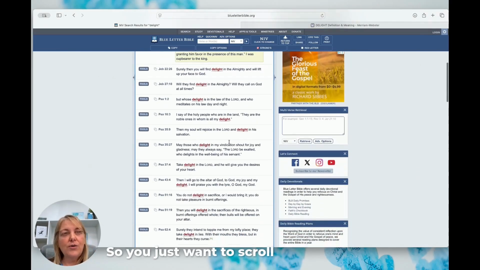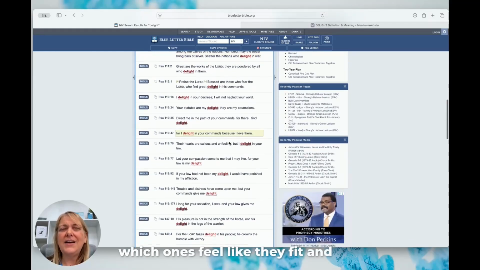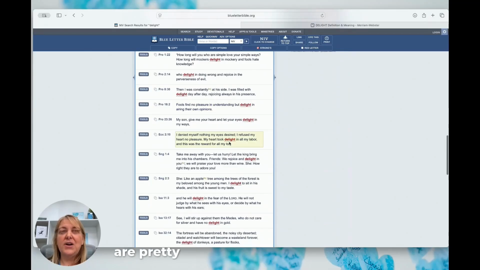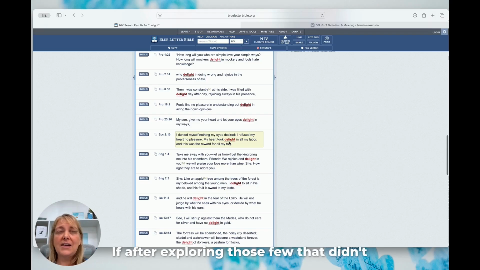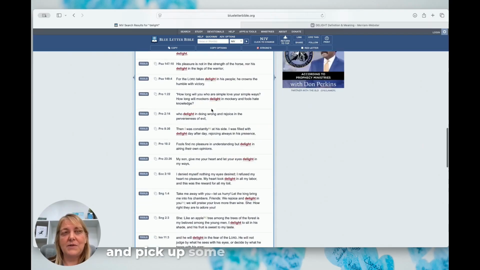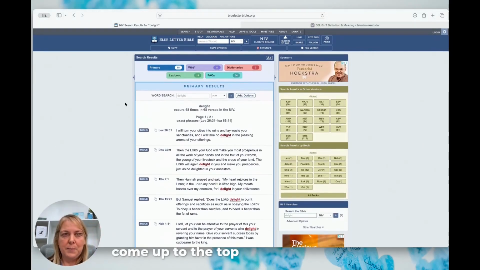So you just want to scroll through these verses, read through them quickly, see which ones feel like they fit. And you don't have to read all of them. If you get a handful that you feel like are a pretty good fit, then that's a good place to start, and you can go from there. If after exploring those few, that didn't give you what you were looking for, then just come back and do the search again and pick up some of these other verses. But for now, what we're going to do is come up to the top, and we're going to look at dictionaries.